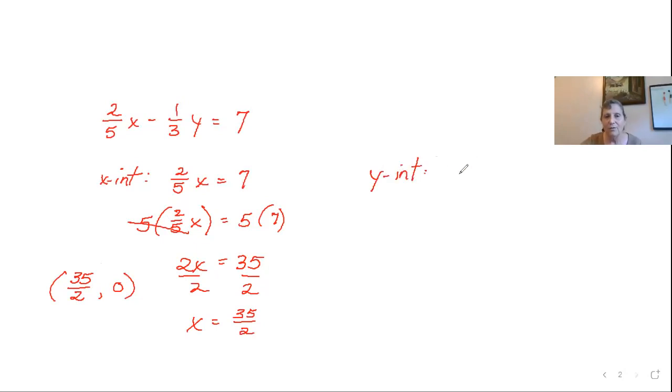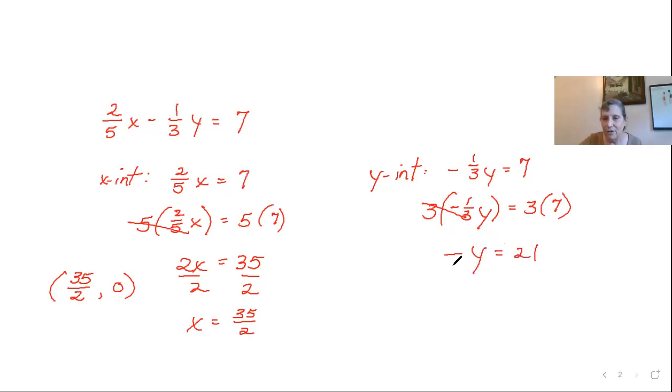For the y-intercept, I would let the x be 0. That's going to leave a negative 1/3 y equals 7. Multiply both sides by 3. These will cancel. So I've got minus 1y, or just negative y, equals 21. That's the same thing as a minus 1. So divide by a negative 1. Y equals a negative 21. So my y-intercept is the point 0, negative 21, that's y, so it goes second.